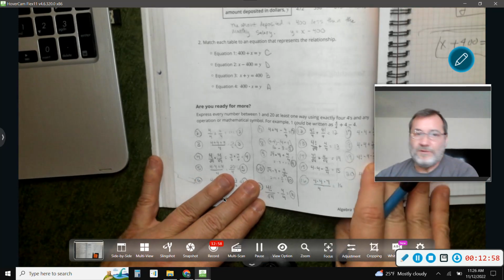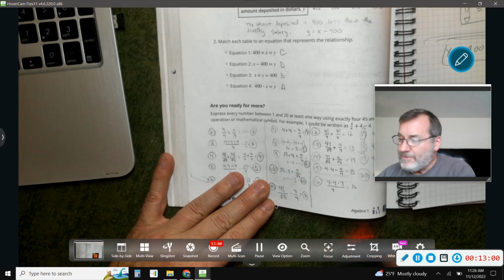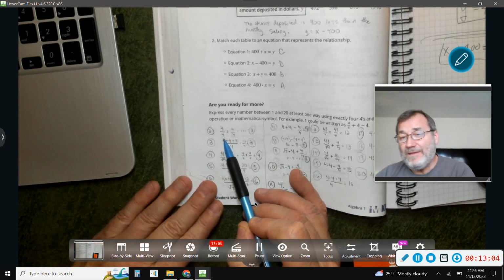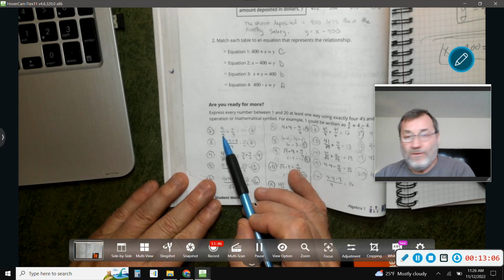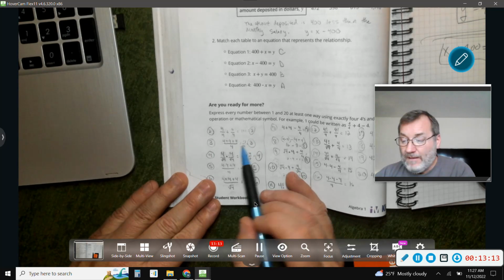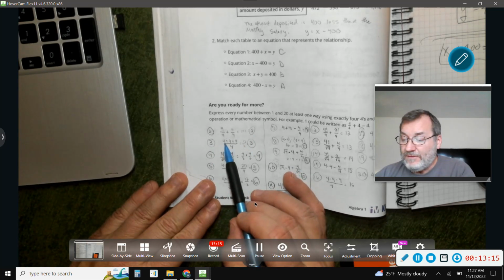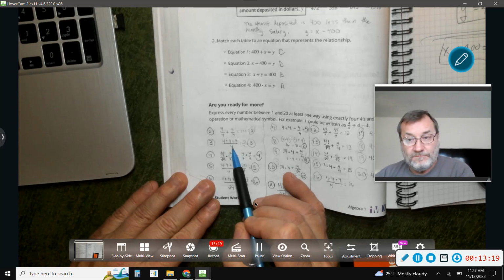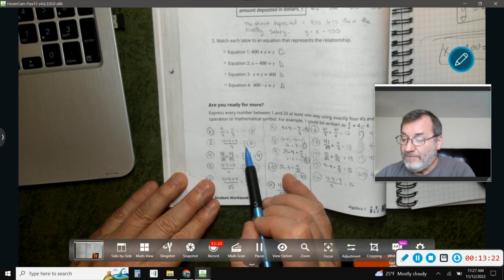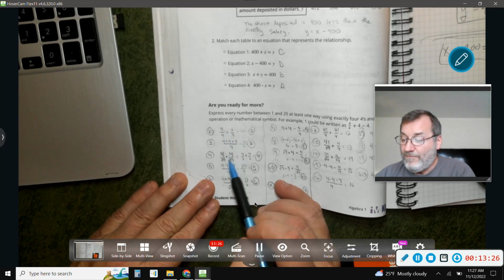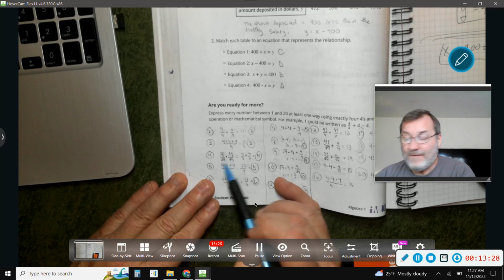Let's look here at number 2. This is just an example. You can do it any way that you want. So 4 divided by 4, that's 1. Plus 4 divided by 4, that's another 1. 1 plus 1 is 2. How can you do number 3? Well, you can say 4 plus 4 plus 4, which is 12, divided by 4, which is 3. And you'll notice in every one of these cases, I have 4 fours being added, subtracted, multiplied, and divided together.